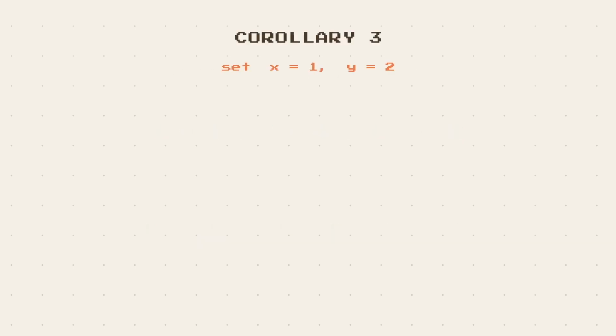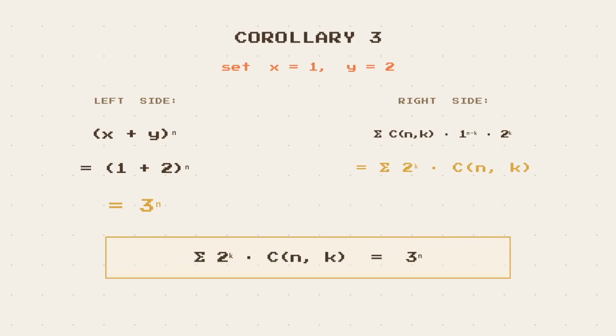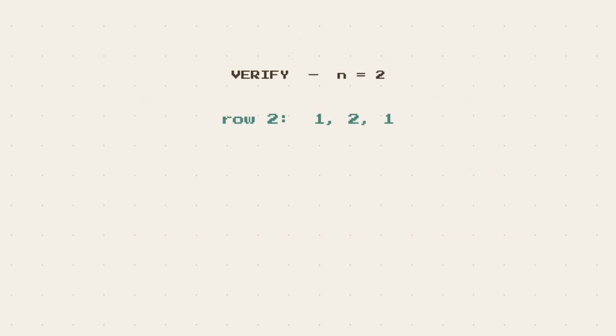Okay, last one. Set x equals 1 and y equals 2. So the left side is (1 plus 2) to the power of n, which is basically 3 to the power of n, right? Now on the right hand side, x terms are still 1 and y to the k becomes 2 to the power of k, right? So the coefficients stay. So the sum of 2 to the k times C(n,k) equals 3 to the n. You can check this again with n equals 2. So let's just quickly check it. Row 2 becomes 1 times 1 plus 2 times 2 plus 4 times 1, which is 9, equal to 3 to the power of 2.